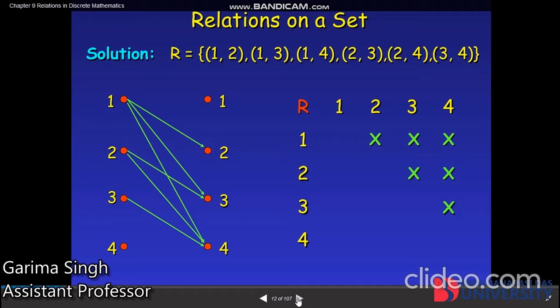Solution. See, how many relations are there? We have two sets A and A. This is A, this is also A. So, the relation that is given is (1, 2), (1, 3), (1, 4), (2, 3), (2, 4), (3, 4). This is the set representation of the relation. This is the graphical representation of the same relation. And this is the tabular representation where, if there is a pair, you have to mark a cross.